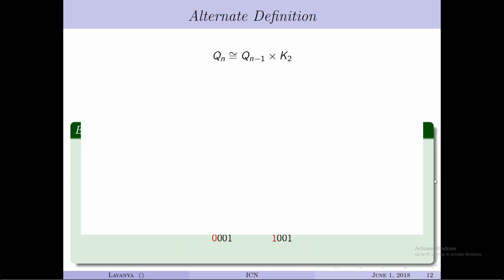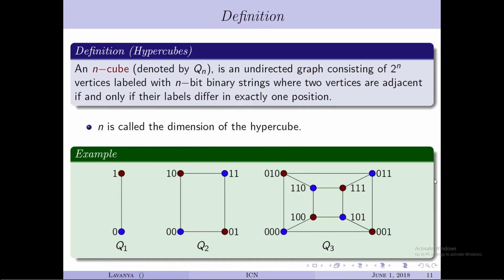Say for example, you can also look into this cube. Here also you have a Q2 and an outer Q2. All the outer cube vertices have the first bit as 0 and the inner cube has the first bit as 1. So, I have just connected the corresponding nodes without disturbing the structure.